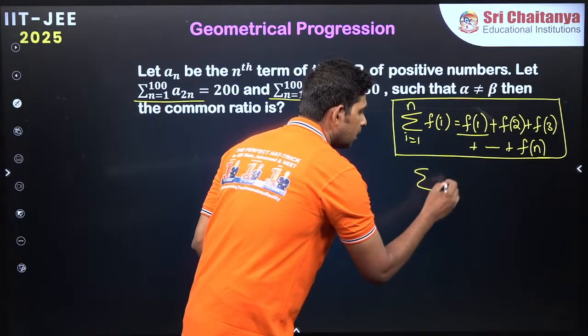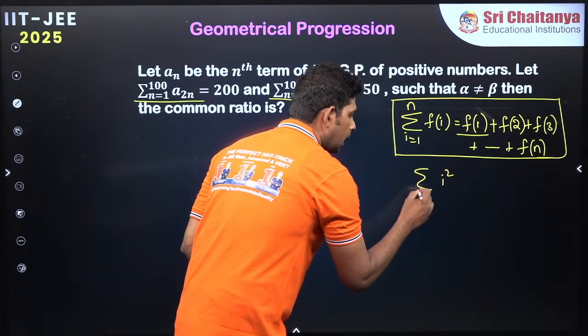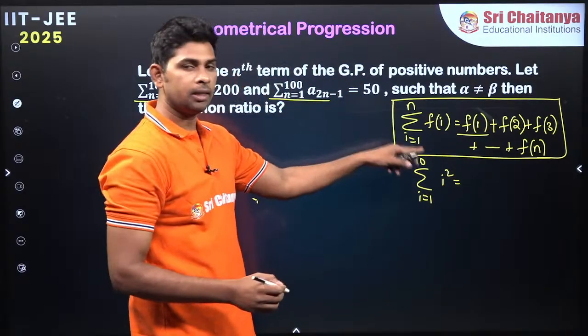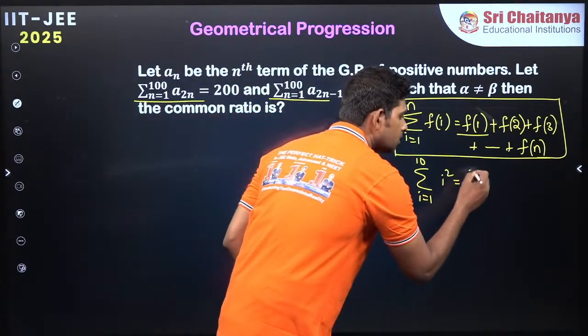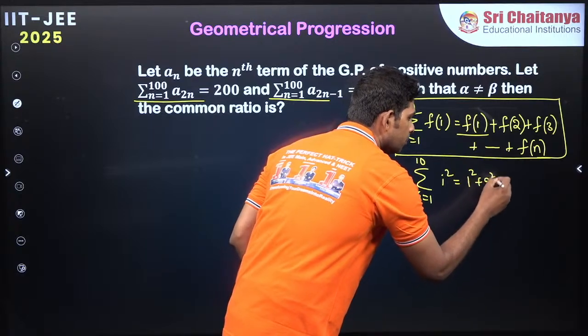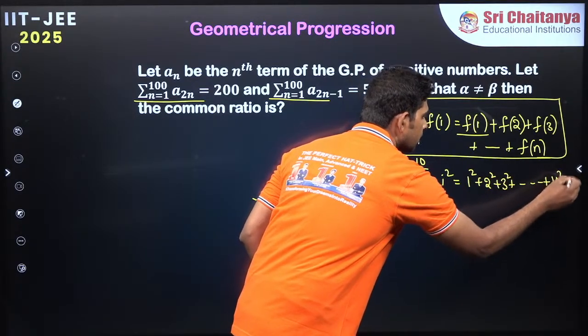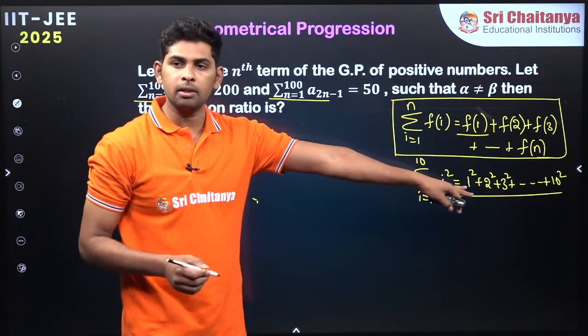Let's say sigma of i square is there, i equals 1 to 10. Then you are going to write 1 to 10 in the place of i. That gives us 1 square plus 2 square plus 3 square, up to 10 square. So this is how you are going to expand the sigma.